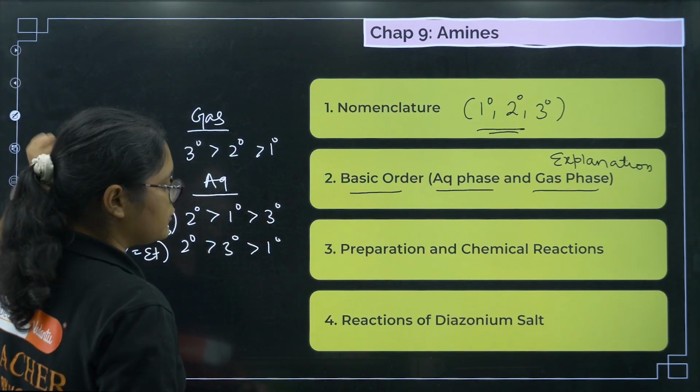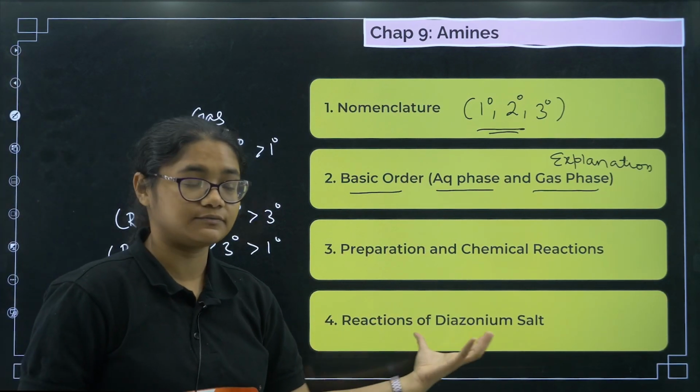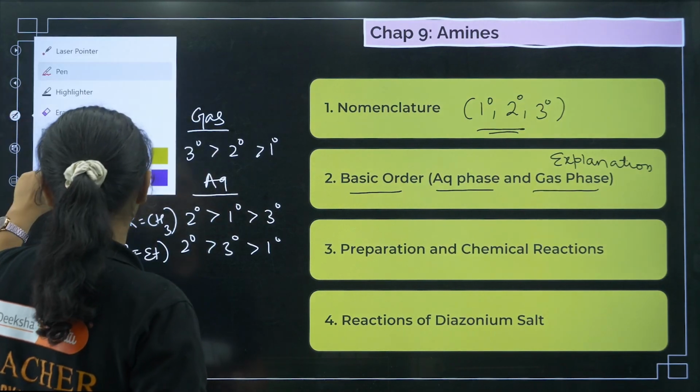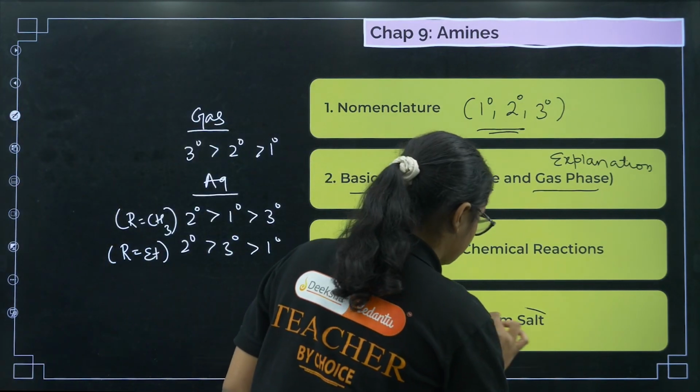And then you have reactions of diazonium salts. This is very, very important, so any conversion questions from this chapter will be based on this one.